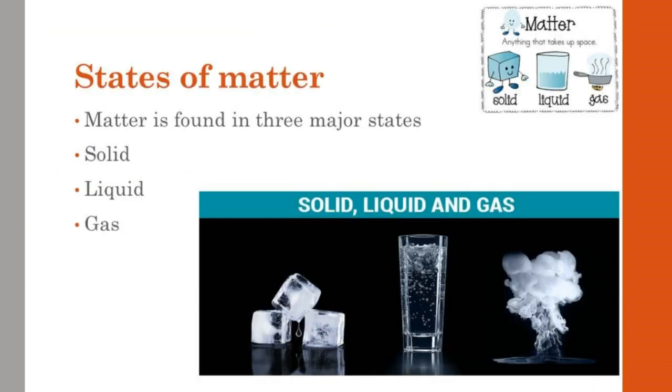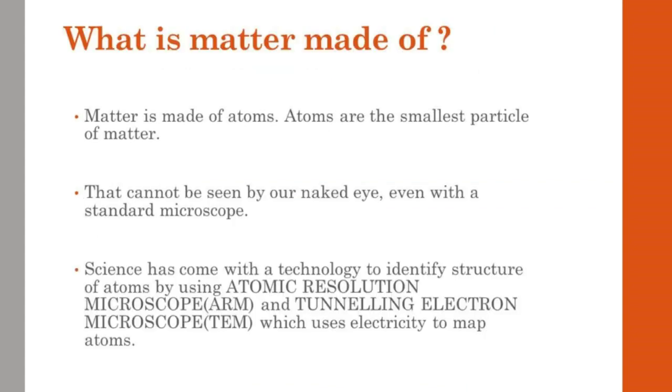States of matter. Matter is found in three major states. They are solid, liquid, and gas. So, what is matter made of? Matter is made of atoms. Atoms are the smallest particle of matter.